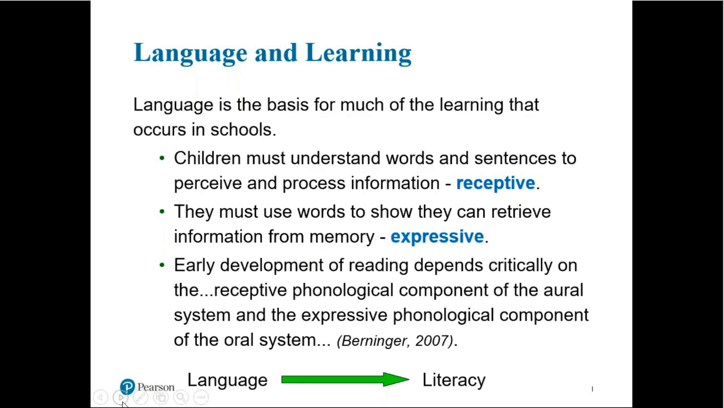And we know from research that early development of reading depends critically on receptive phonological components in particular, as well as the expressive phonological components as well. So we know that language plays a big role in literacy.